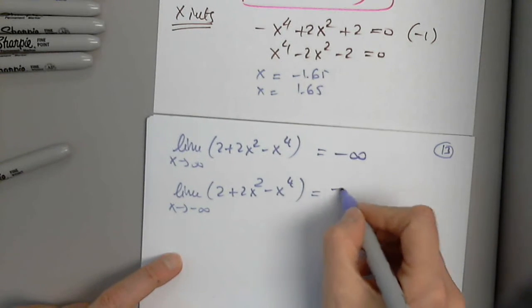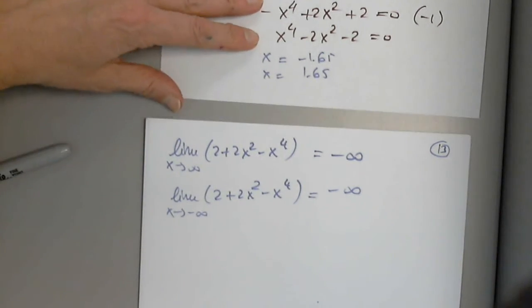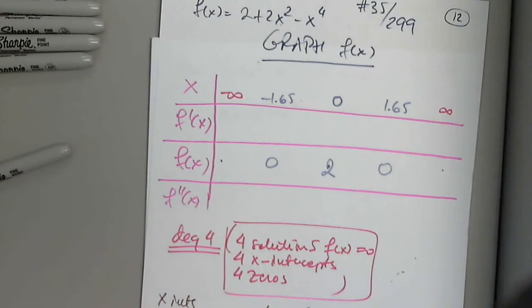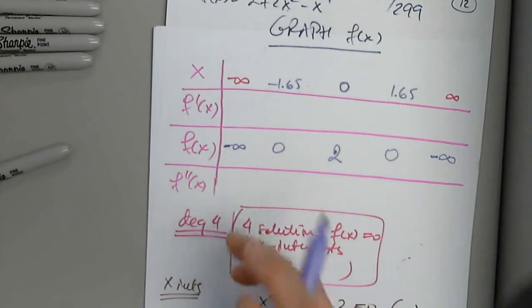So the answer is negative infinity in both cases, even if there's a negative out in front. But when I plug in negative to the fourth, I get positive with minus in front. In x to the fourth, no matter what I plug in, I will always get a positive number. I go back to the table. Is everyone with me? Negative infinity, negative infinity, both sides.